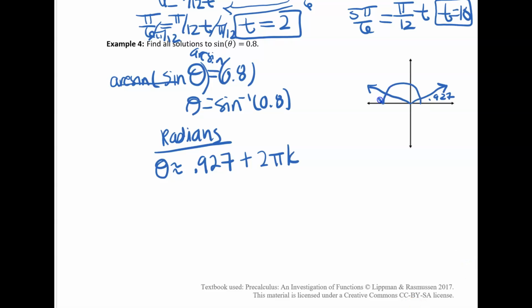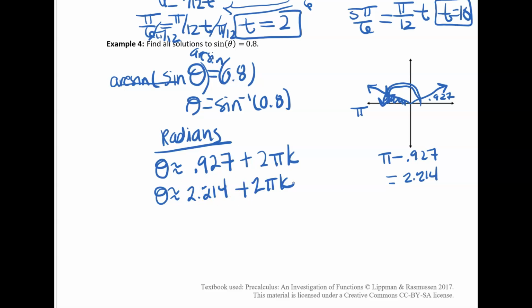So from here all the way around is equal to pi, so I'm going to say pi, the whole thing, minus that 0.927, just subtracting out this piece here, and I can get the angle over here. This would be equal to 2.214. So my other theta would be 2.214 plus 2 pi k, and that's what I have in radians.